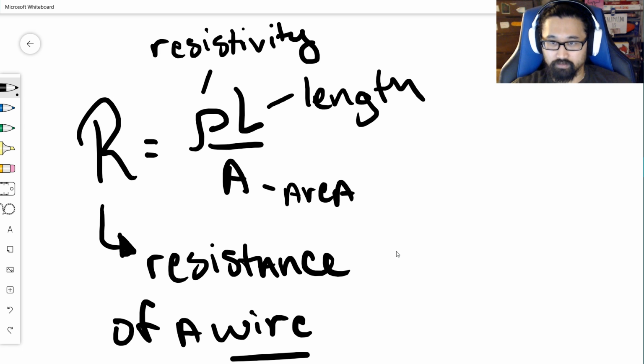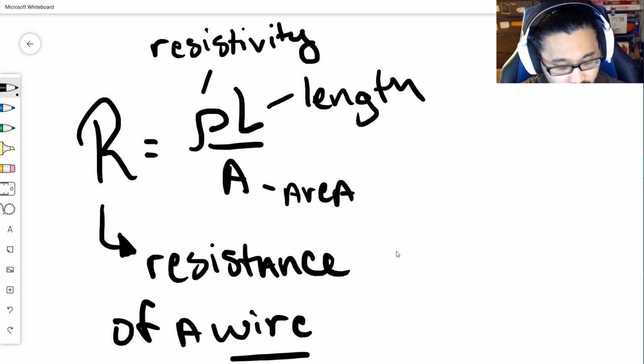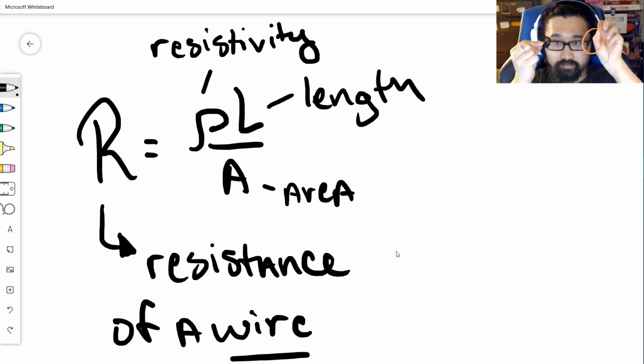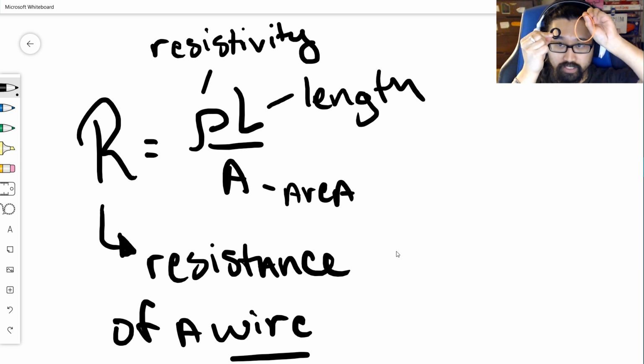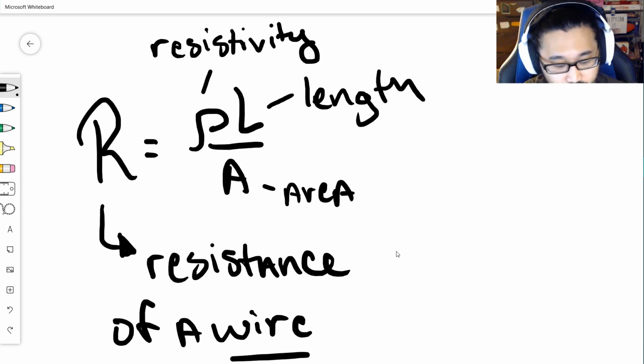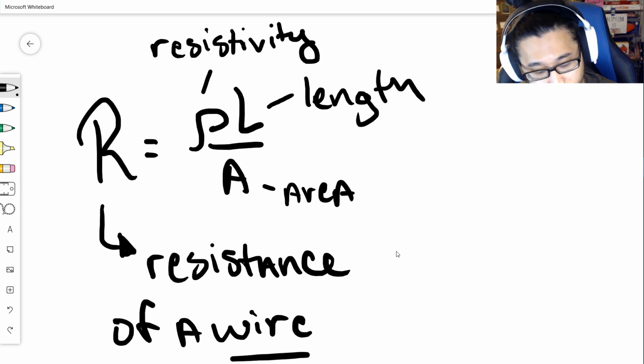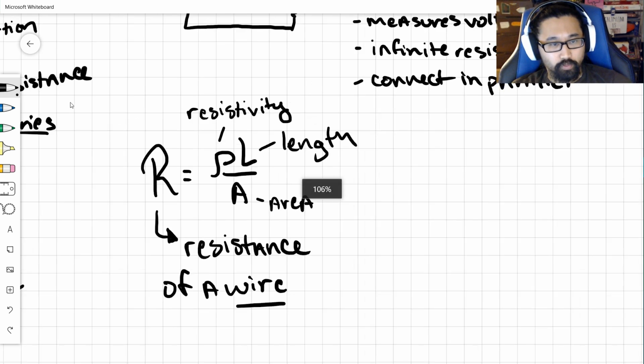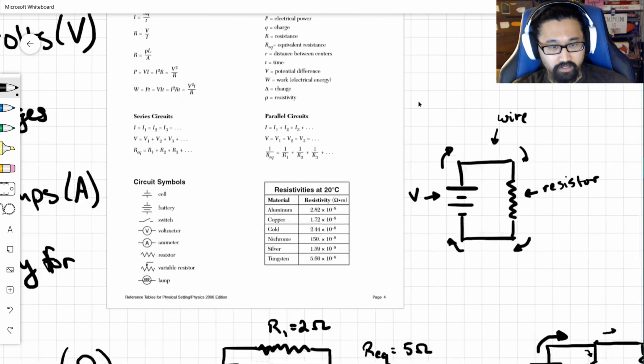Area matters because it would be more difficult to get through a wire that has this kind of area versus a wire that has this kind of area. This one is going to be more difficult to get through because fewer charges will fit in it. So that's why the area is in the denominator, and then the resistivity is purely dependent on what it's made out of.